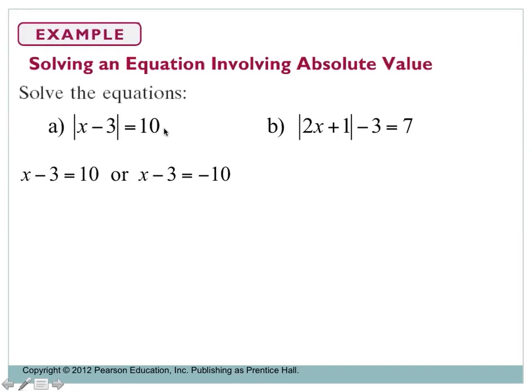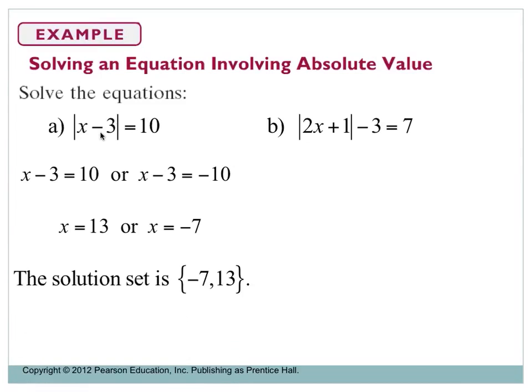Absolute value really just indicates a distance from 0 on a number line. So it can either be positive or negative inside, but the absolute value is always going to be positive since it's a distance. So we just break this into x minus 3 equals 10, or x minus 3 equals negative 10. And then we just have two equations, so we solve them. So we get x equals 13, or x equals negative 7.